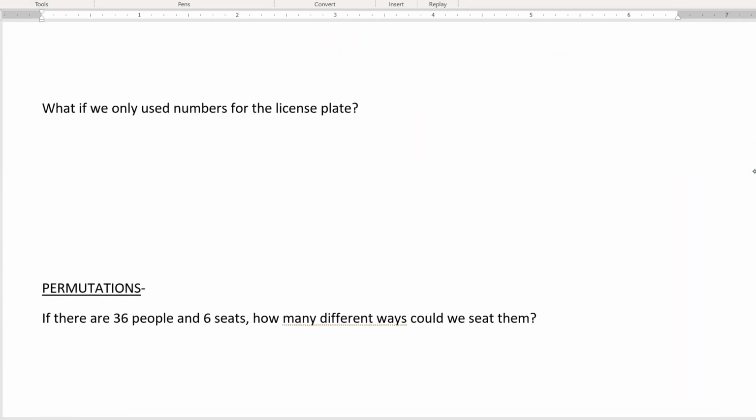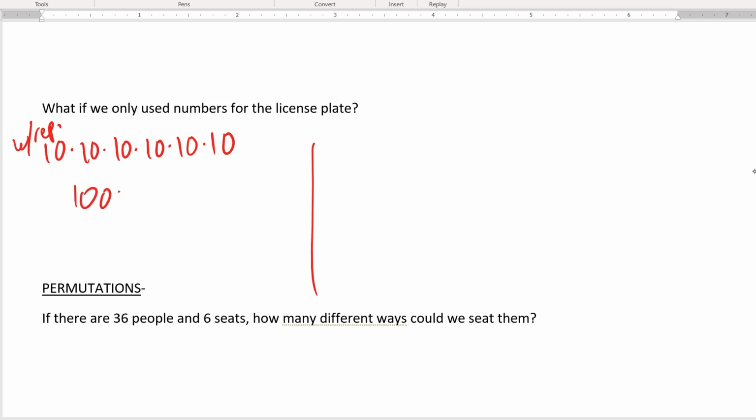What if we only use numbers? Because there was a time that we only used numbers for license plates in California. So if we had 6 spaces, that would be with repetition, that would be 10 to the 6th. Or, is 1 million license plates enough?